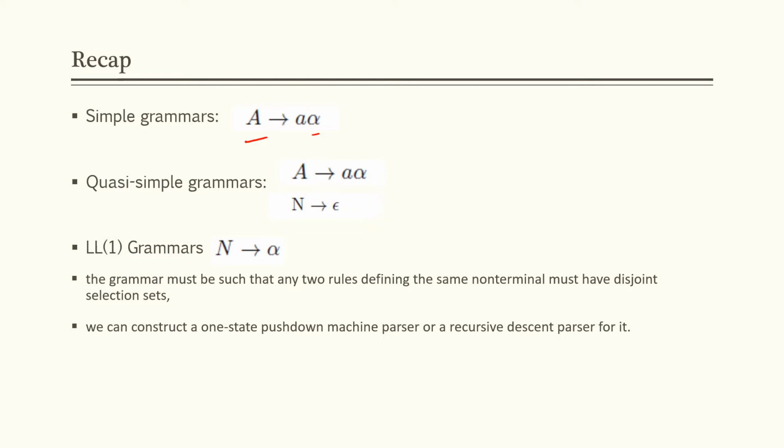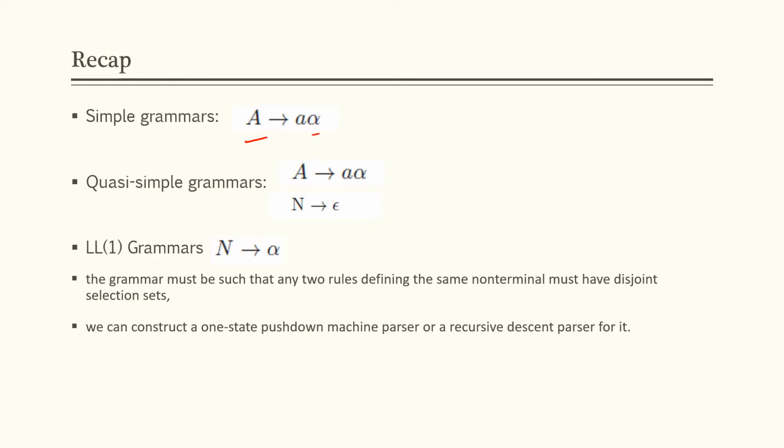Then a quasi-simple grammar is actually derived from the simple grammar too, but it adds another rule, which is a non-terminal goes to epsilon. This means that it considers an epsilon inside the quasi-simple grammar.